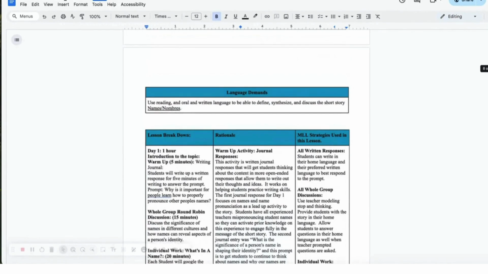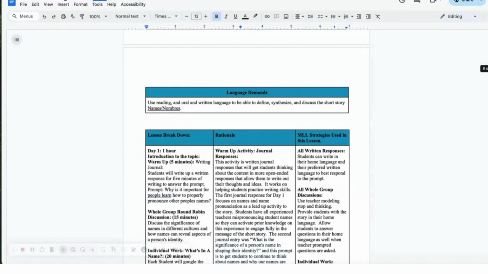What is this lesson demanding of the students? It's expecting them to be able to use their reading, oral, and written language skills to be able to define, synthesize, and discuss a short story. And it's important just to keep in mind those language demands as you're building your lesson plans and your unit plans so that you're keeping your expectations of the students in a realistic goal. It's great to set high standards, but if you set them too high that they always fail, it frustrates the students. So I find just reminding myself of the language demands that I'm putting on the students helps me kind of build the rest of my lesson.